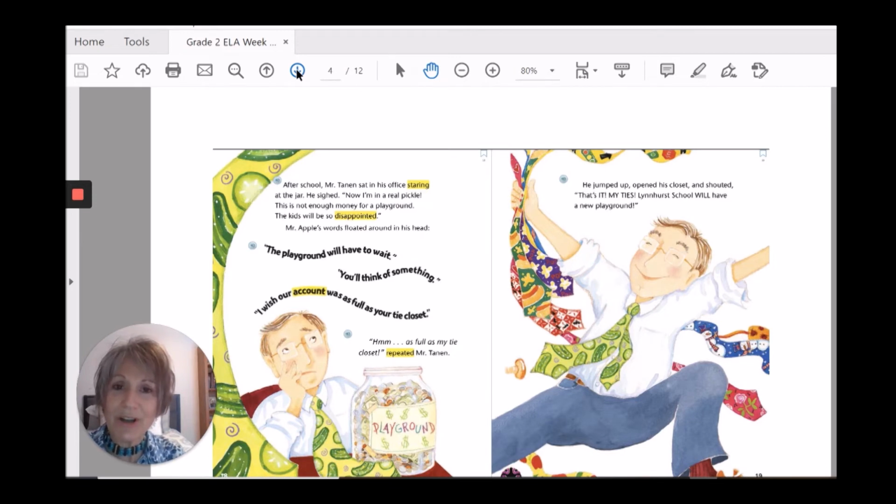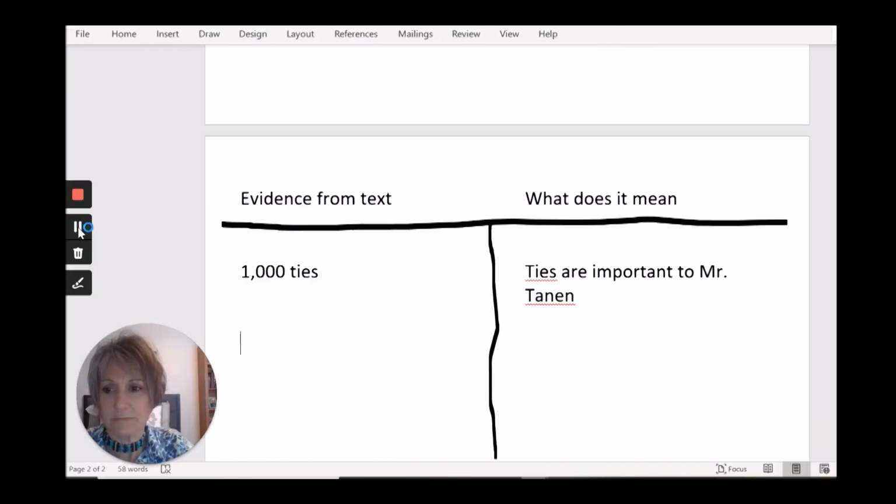So let's go ahead and record on our graphic organizer now. I think this is a key detail in the story when Mr. Tanen shouts, "My ties!" I think it's showing that he's willing to do something with the ties in order to help the students raise money for the playground. I'm not quite sure what that is. I can make a prediction, but I certainly want to record it on my graphic organizer.